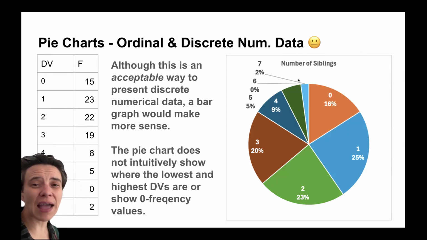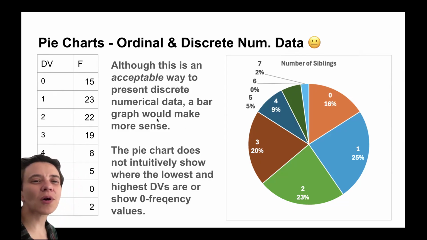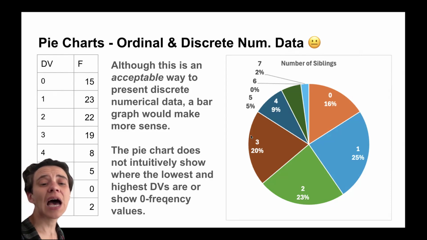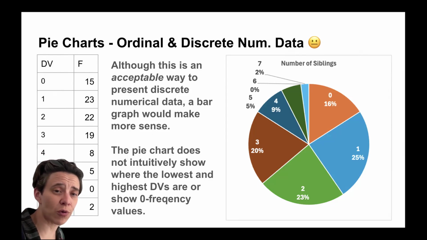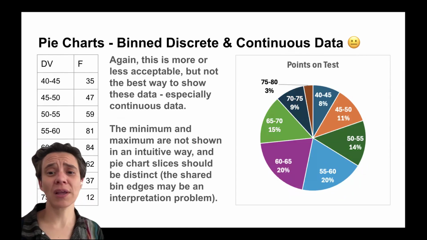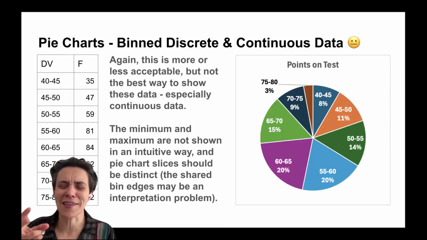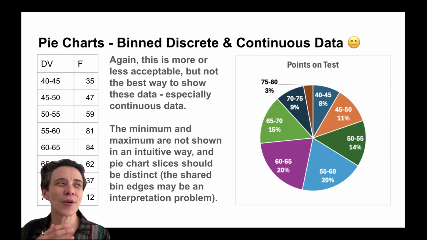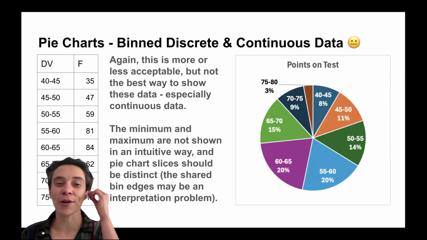Okay. And then this five, it gets a little hard to see when you've got these little tiny slices. This five should be over here, right? So the pie chart doesn't intuitively show the lowest and highest data values. It also does not show zero frequency values in a meaningful way. So you can use them to show this kind of small range, ordinal or discrete numerical data, but you might not want to. You really don't want to use them for the mathier numerical data, the continuous data, or larger ranges of discrete numerical data.